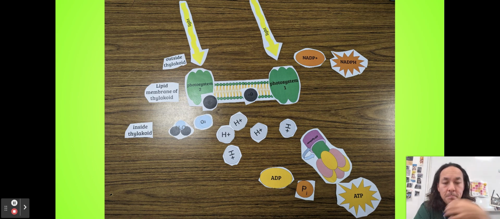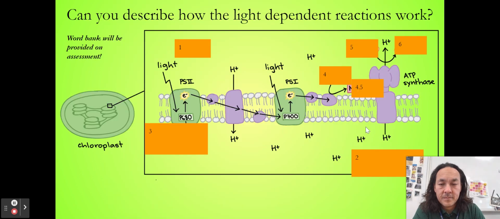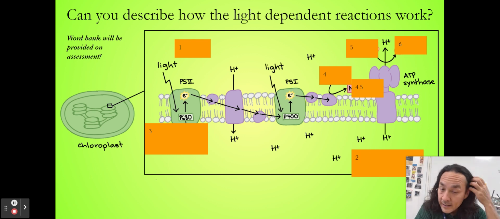I would encourage you to model the light-dependent reactions. Unfortunately, I wasn't able to print this in color for everybody, but I do have extra copies of this if you'd like to play with it. So let's go over. Remember that the word bank will be provided on the assessment for the light-dependent reactions. I found this interesting, and I think your Gizmo did an excellent job of going over this and then showing you how changes to the system affect how the plant works. And so I would encourage you to look back at the Gizmo and also to try this right now by pausing the video and going through it.